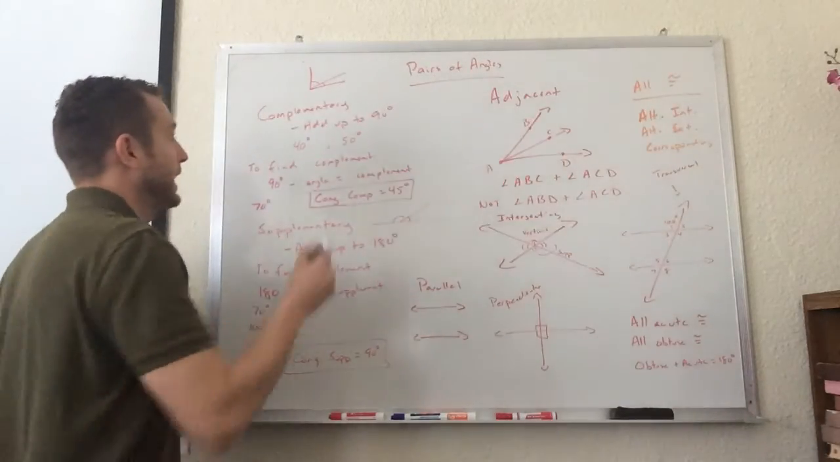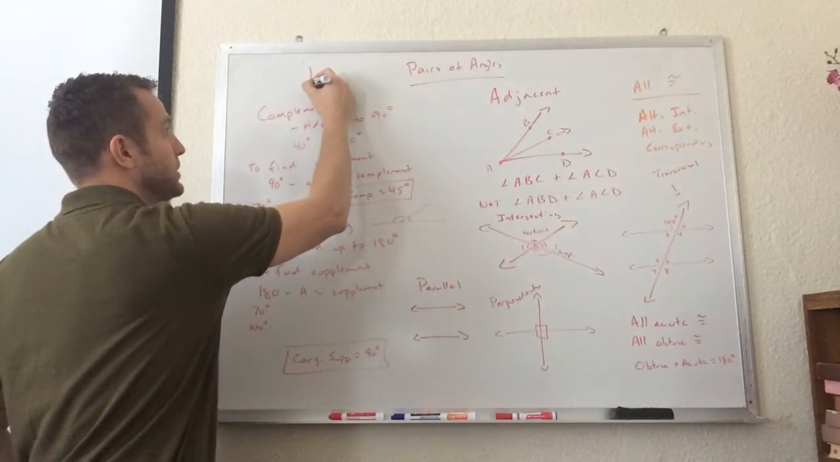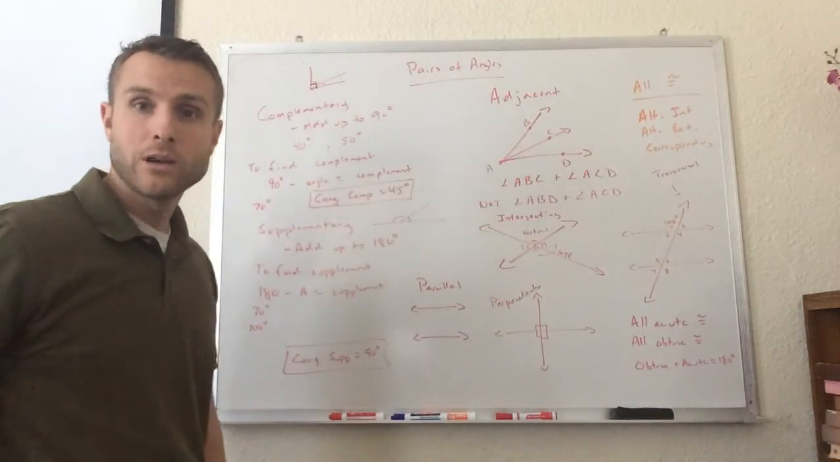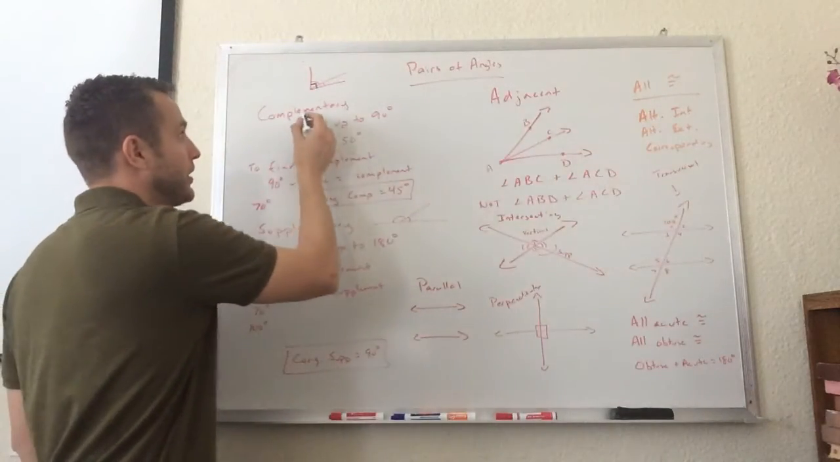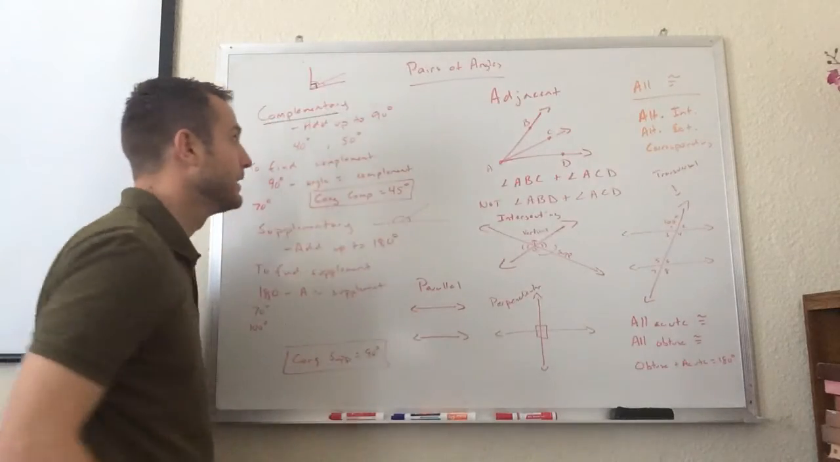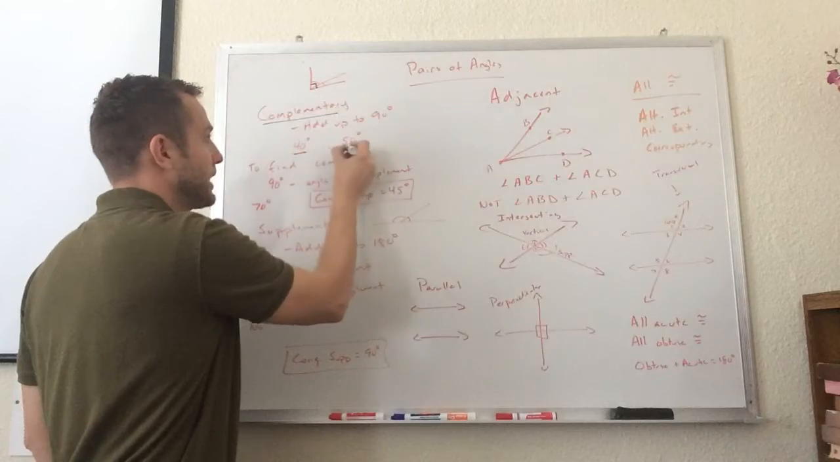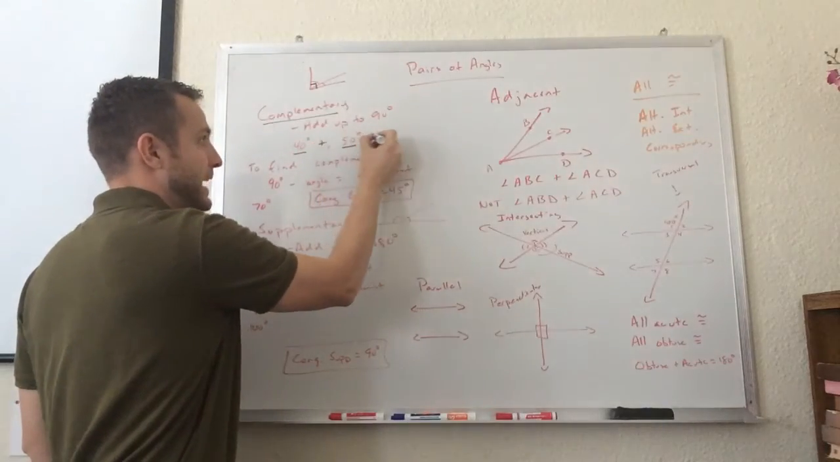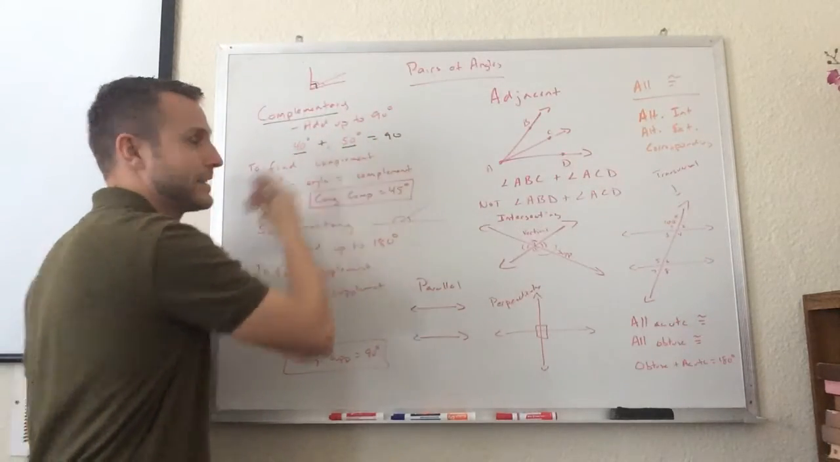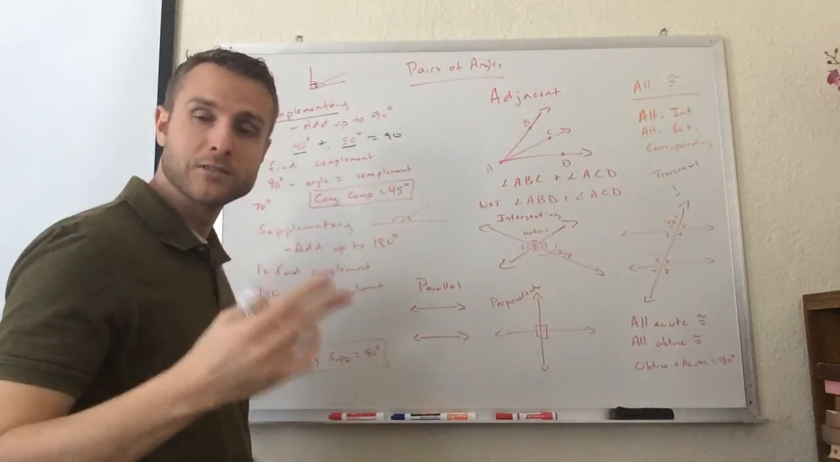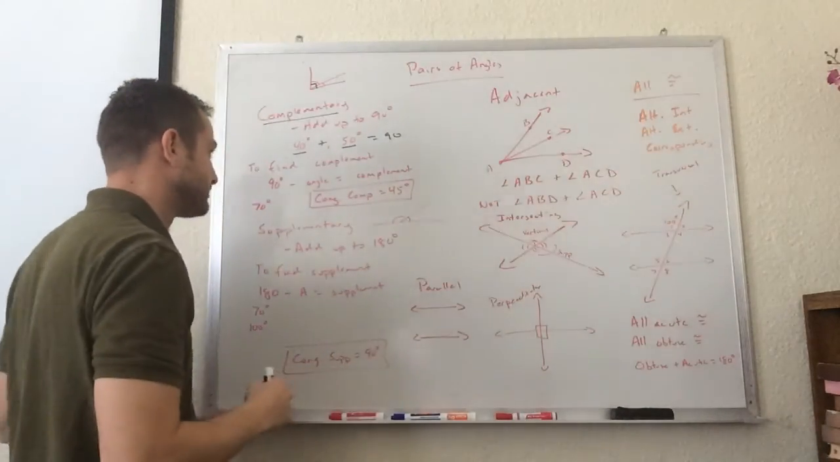The first is when I have two angles that, when you put them next to each other, add up to 90. When you have two angles that add up to 90, we call those complementary. So complementary angles add up to 90. For example, if I have a 40-degree angle and a 50-degree angle, those add together to equal 90, so we say they are complements. So complementary angles are two angles that add up to 90.